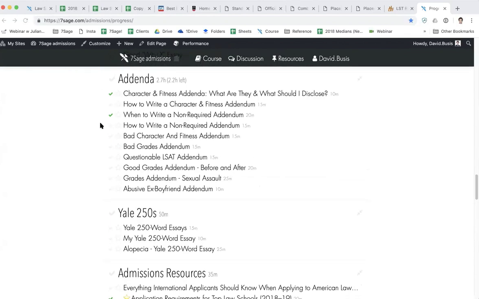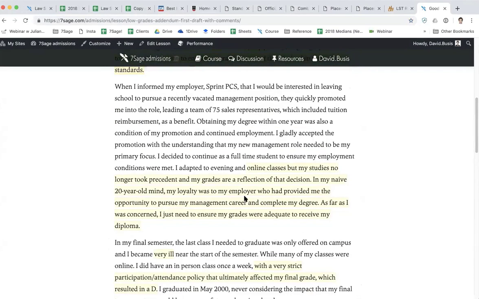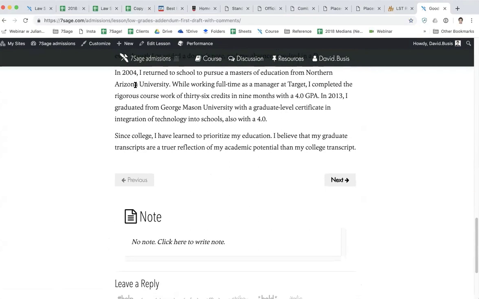And two parts you might want to look at are when to write a non-required addendum and how to write a non-required addendum. We have a sample grades addendum, so you can see the first draft and then what it looked like after we cut it down. So let me send this to the group. And I would say check that out.